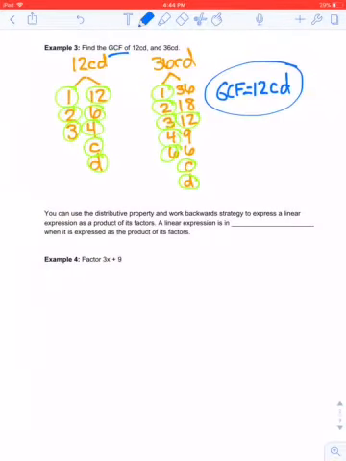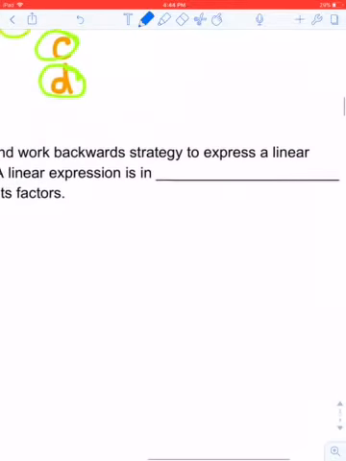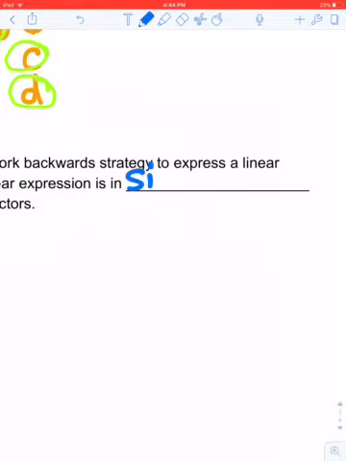So perfect. If we can factor, and we can do GCF by finding the factors, then we can go ahead and factor an expression. So it says you can use the distributive property to work backwards and the work backwards strategy to express a linear expression as a product of its factors. A linear expression is in simplest form when it is expressed as the product of its factors. So we can go ahead and fill in the line with the words simplest form.